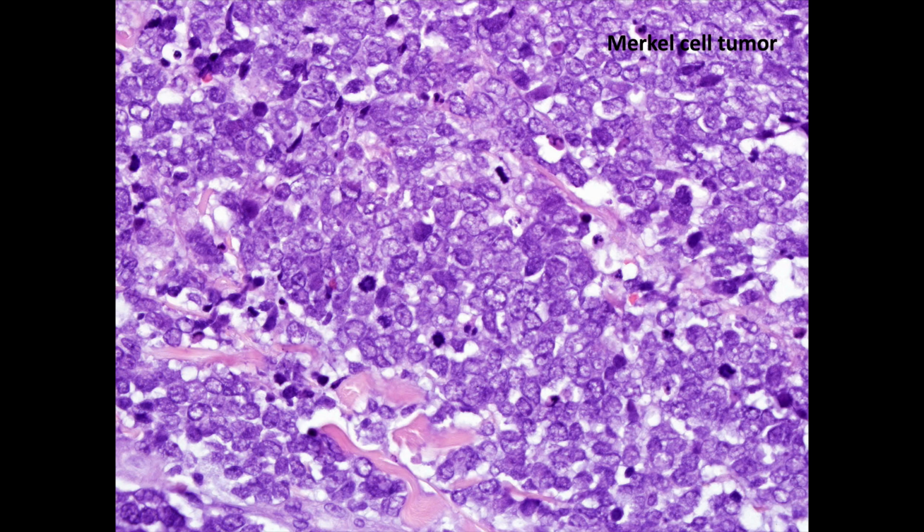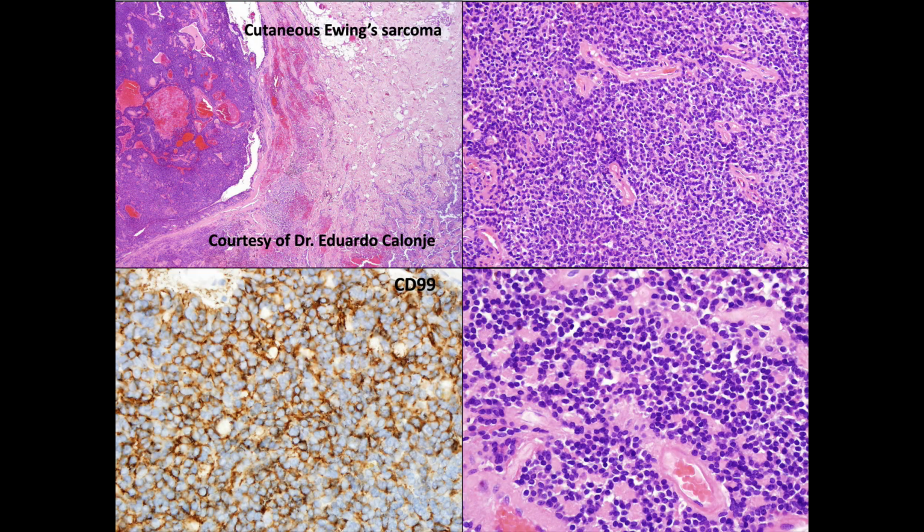This one's easy. It's a Merkel cell tumor, and although the cells are similar in terms of shape and size, the ghostly appearance of the nucleus is very much in keeping with a Merkel cell tumor rather than anything else. But here, for example, this is a cutaneous Ewing sarcoma that Eduardo shared with me. And if you look at the high power here, I think it would be quite easy to mistake this for a small cell melanoma, but we have the CD99 expression, which helps us a lot.